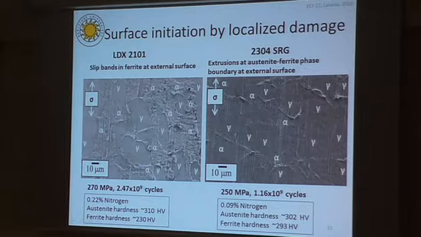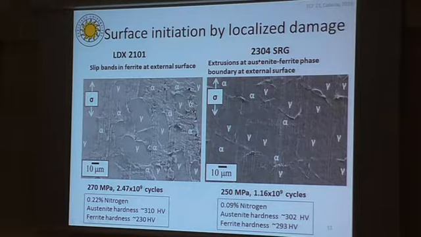For the LDX 2101 grade, one could see that the higher amount of nitrogen strengthens the austenite phase compared to the ferrite phase. Therefore, the damage is mainly accumulated in the ferrite phase.